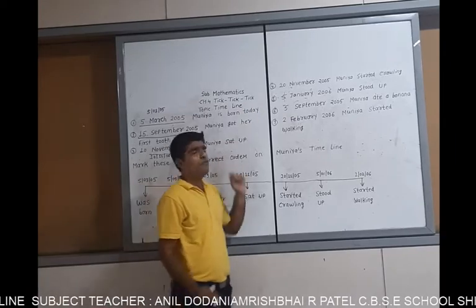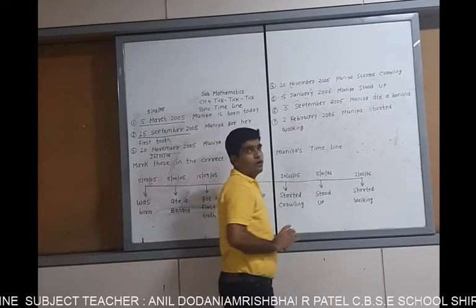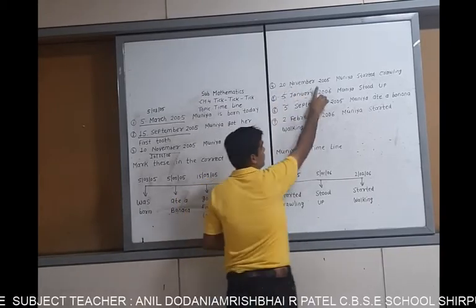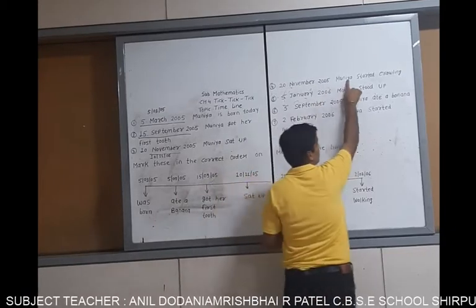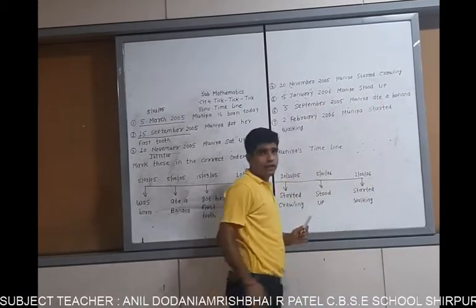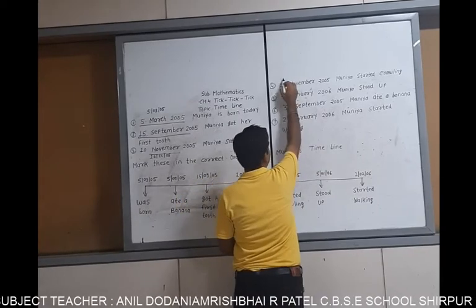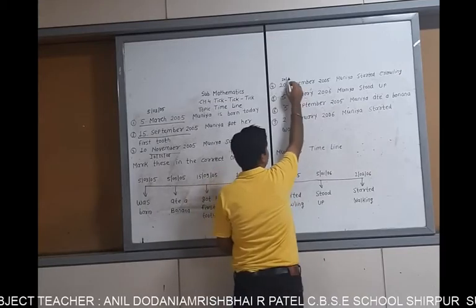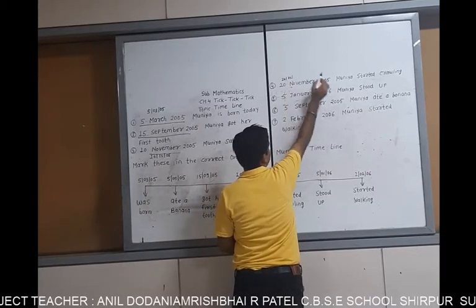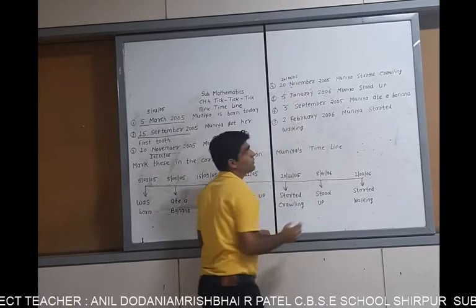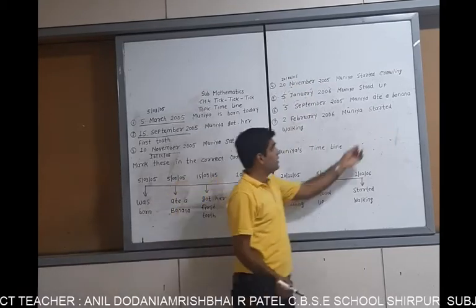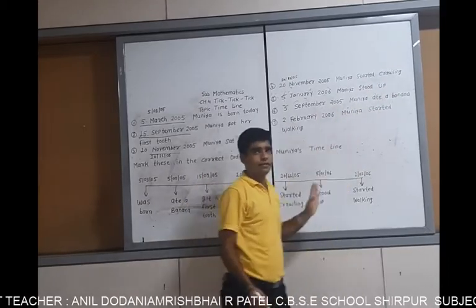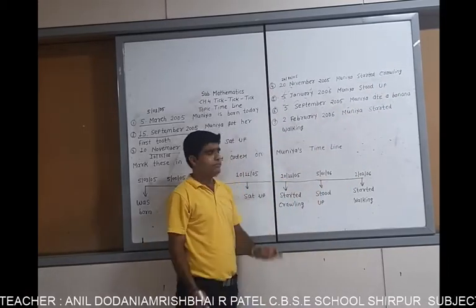Now fourth point. Fourth point means what? Here will be 20 November 2005, Munia started crawling. It means that this is our 20 November. We have to write down the 20 November. This is our 11th month, and this is our 2005. Munia started crawling. Understood? This is our fourth point.